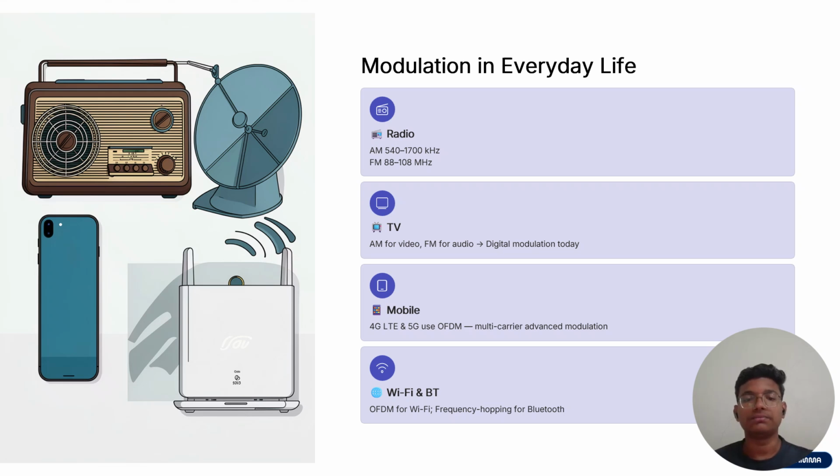Third is mobile communication. 4G and 5G use advanced modulation techniques like OFDM, which means orthogonal frequency division multiplexing. In simple words, it divides data into many small carrier waves, so data transmission becomes faster and more reliable. Fourth is Wi-Fi and Bluetooth. Wi-Fi uses OFDM for high-speed wireless communication. Bluetooth uses frequency hopping, where it changes frequency quickly to reduce interference. So whenever we make a call, connect to Wi-Fi, use Bluetooth earphones, or listen to radio, modulation is working in the background.